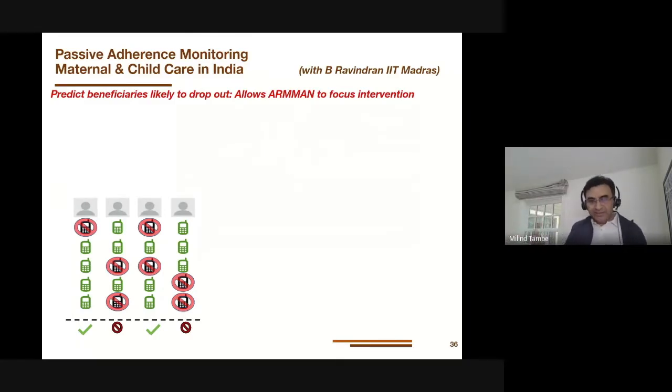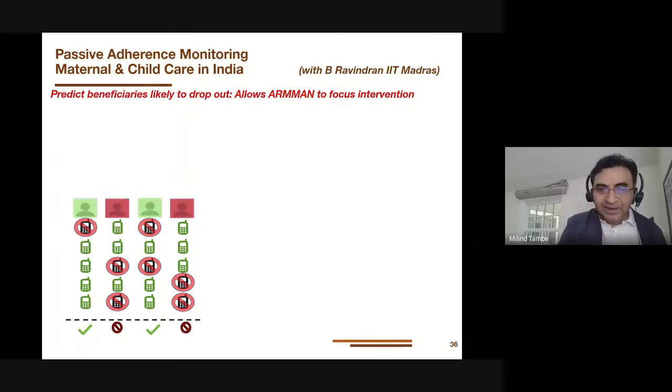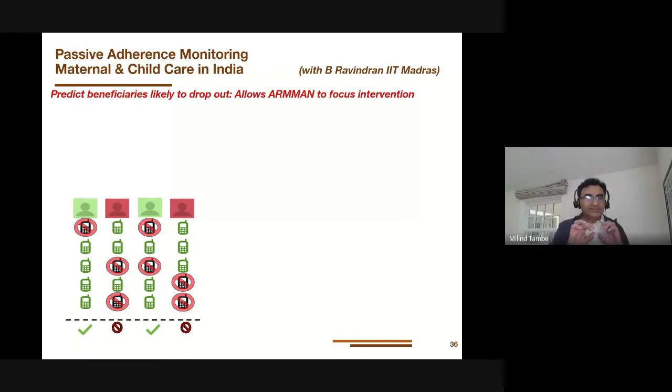Now, it turns out that after a while, in this particular case, mom number 2 and 4 dropped out. But Armman doesn't know that by just looking at this pattern as to who's going to drop out or not. And so if they want to intervene, they are not sure, among the hundreds of thousands of women that they interact with, who do we concentrate our attention on to stop them from dropping out. If we can predict in advance that mom number 2 and 4 are the ones at the highest risk of drop off, then Armman can start calling them even before they drop out and have them continue to listen.